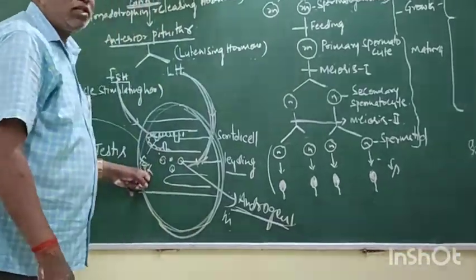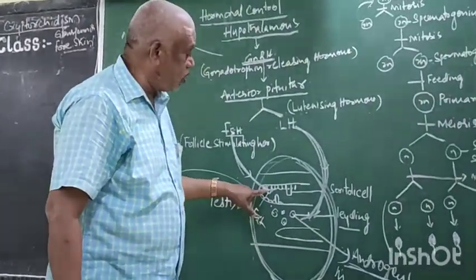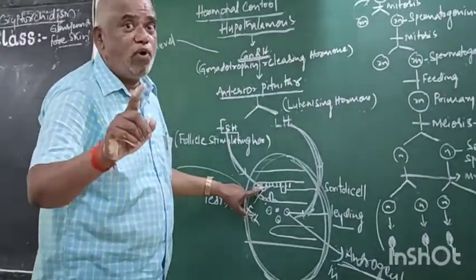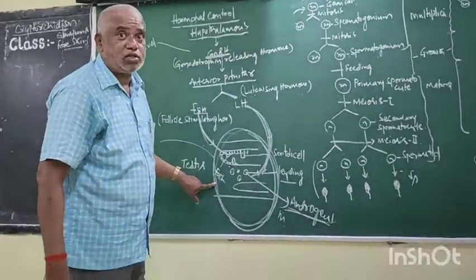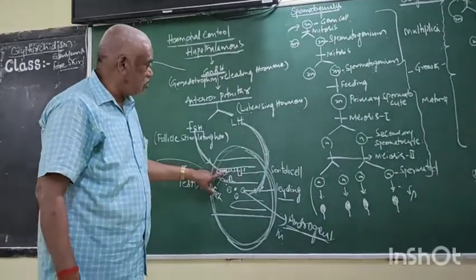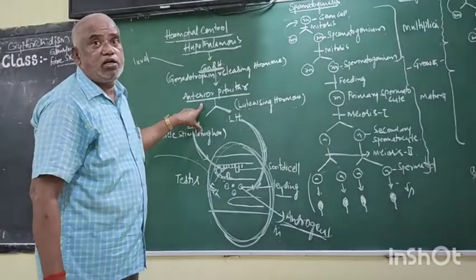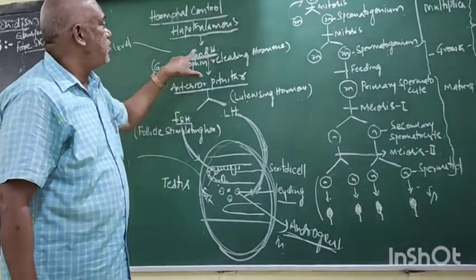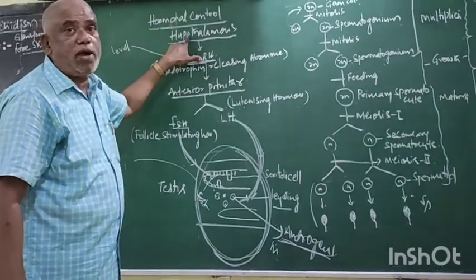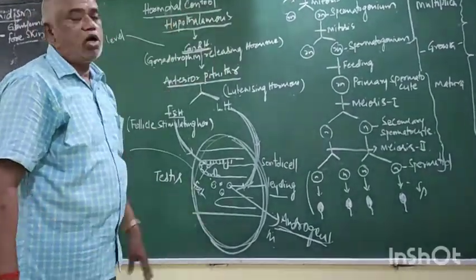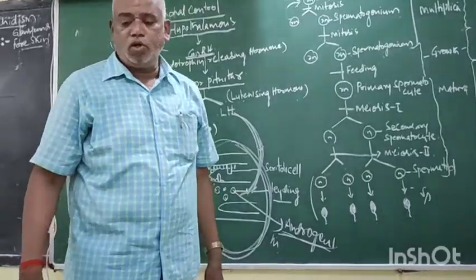Now, some factors are released from Sertoli cells. These factors are released from Sertoli cells by stimulation of FSH. That FSH is secreted by the anterior pituitary, which is stimulated by GnRH. GnRH is released by the hypothalamus. Now this is the hormonal control. Okay.